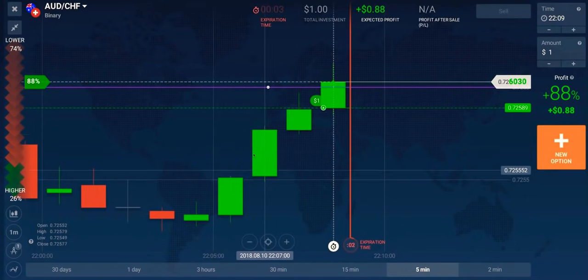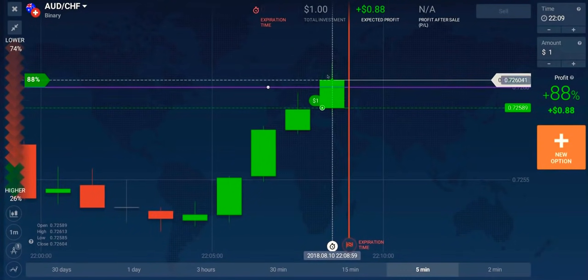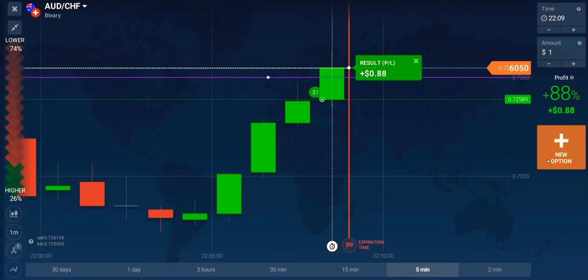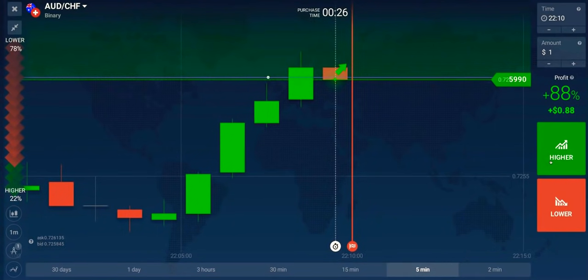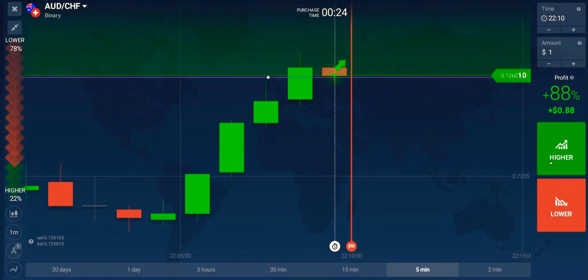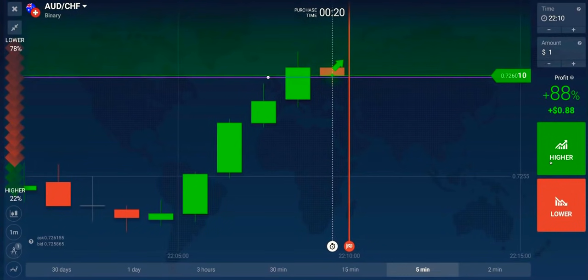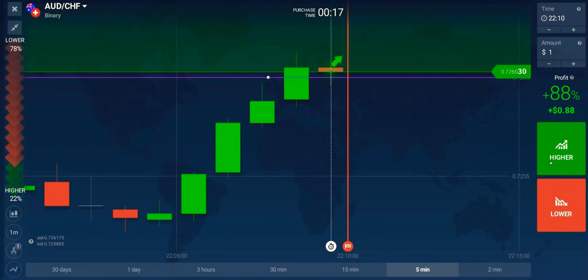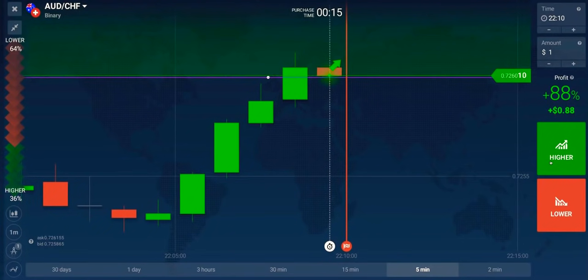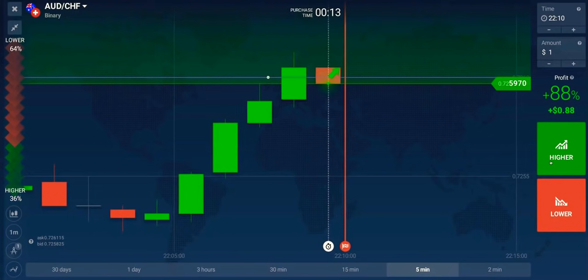Let me try to zoom in further. The rejection here was because of this strong SNR level, but based on the strong candles forming, you can see it breaks out and you have ITM, and this is what I mean by a pressure trade. So if we get a rejection here, we can do another call.